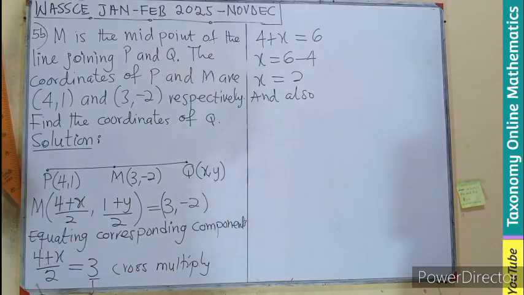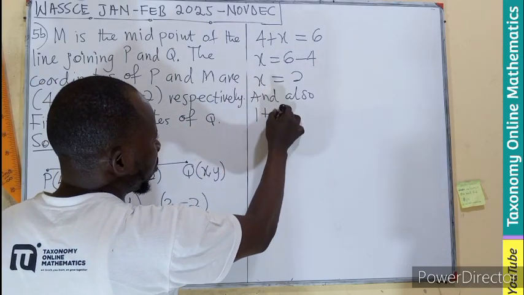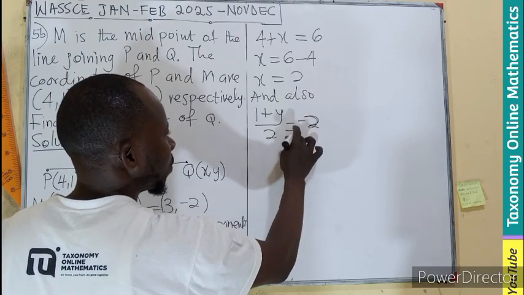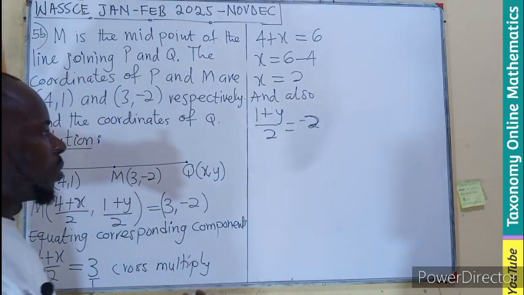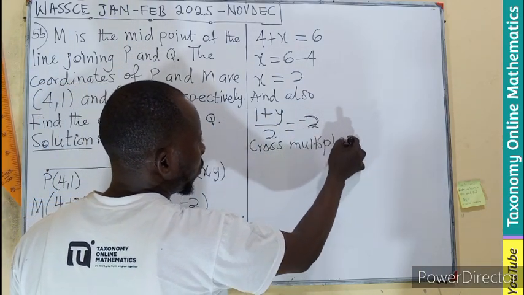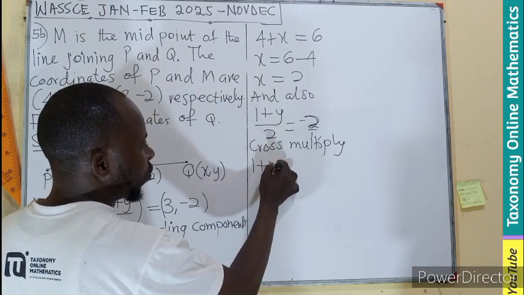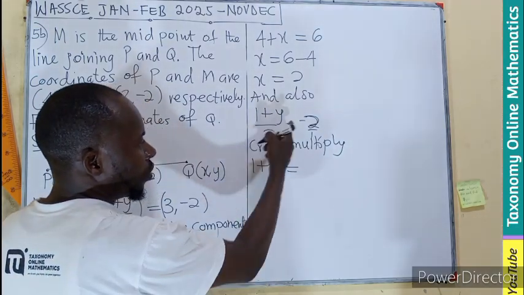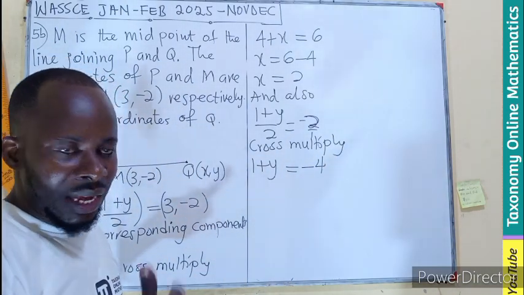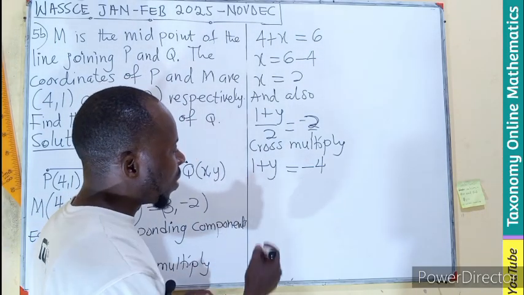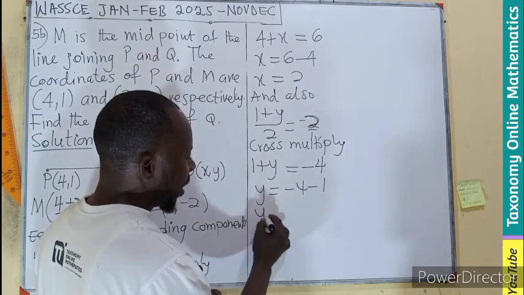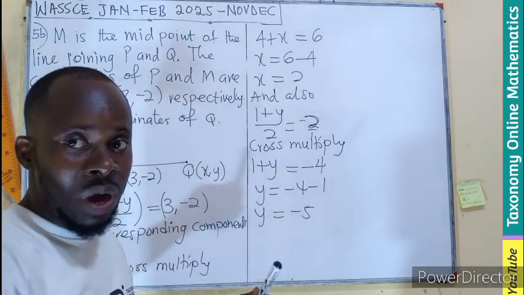We are going for the Y component as well, which is made up of (1 + Y) over 2 equals -2. Cross multiply as well. When we do so, we have 1 + Y. 2 times -2 will give you -4. We need to keep the Y and transpose the positive 1 to become a negative 1. So Y will be equal to -4 - 1, and Y will give you -5.